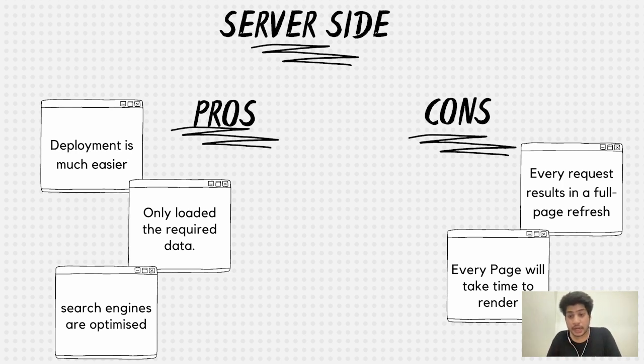The con of server-side routing is that every request results in a full page refresh, which causes lots of issues. I told you that lots of components, even though they stay the same from the first page to the end of the website, still get refreshed every time. And every page takes time to render. Let's say if you click on the home button, it is fetched from the server. If you click on the about button, it takes time to render because it is going to the server and all these things are happening.